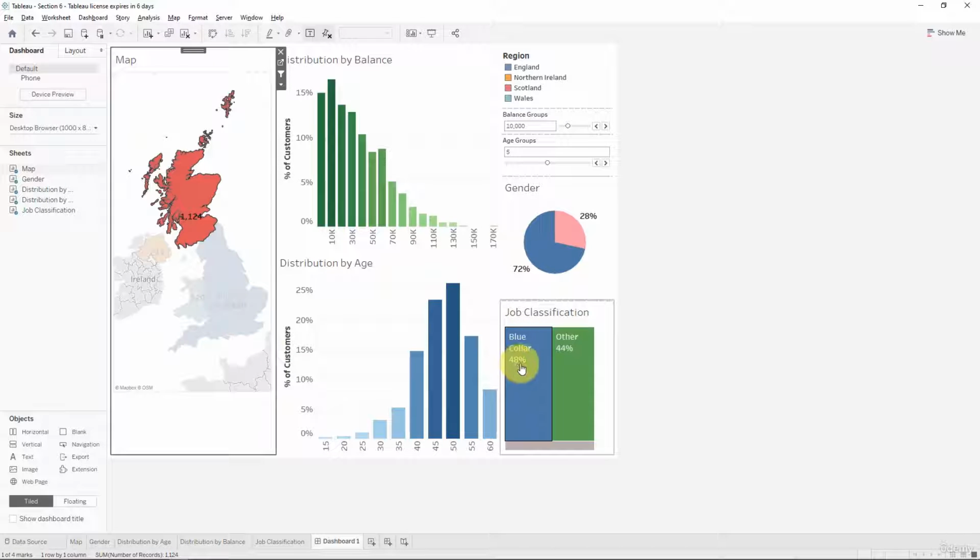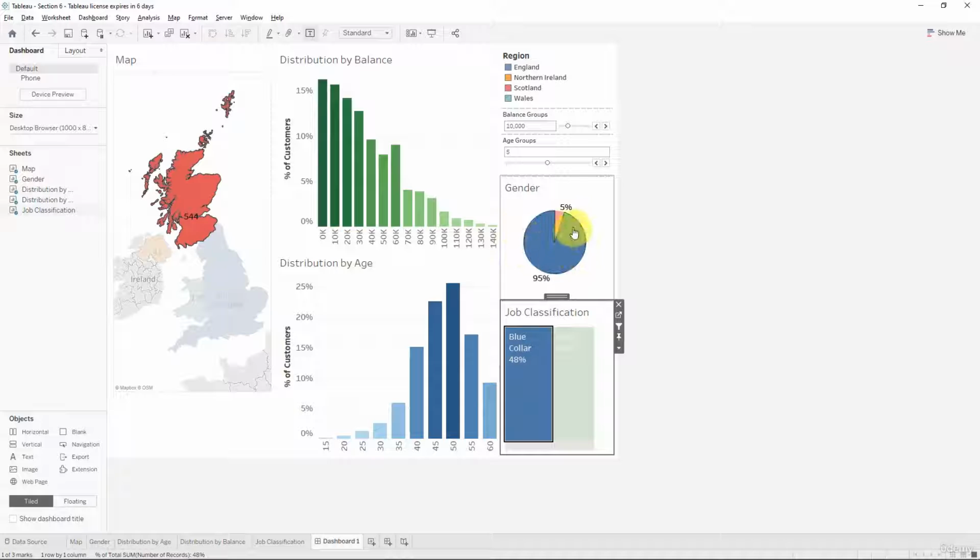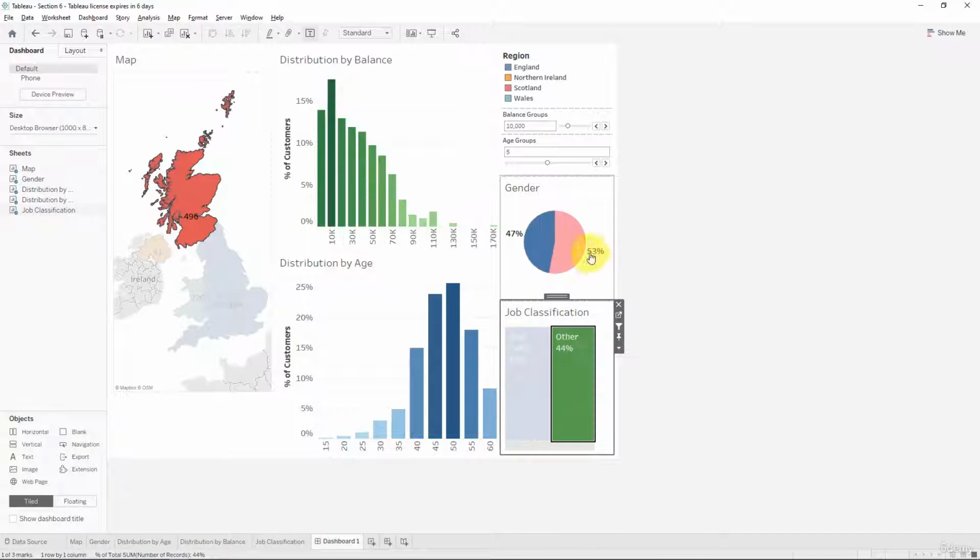So if I click on blue collar, here you'll see that 95% of the blue collar workers in this region are all male. And if I click on other, you'll see that there's a different picture here, more female.